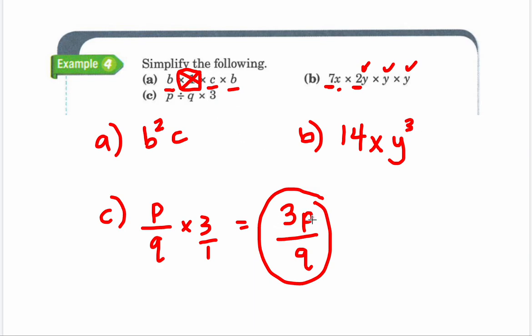Because I already know I'm going to multiply by 3 and p together. It's going to be on top. And then I'm going to figure out whatever q is, that's going to be on the bottom. So then I got one kind of piece, right? That's simple and simplified for us.